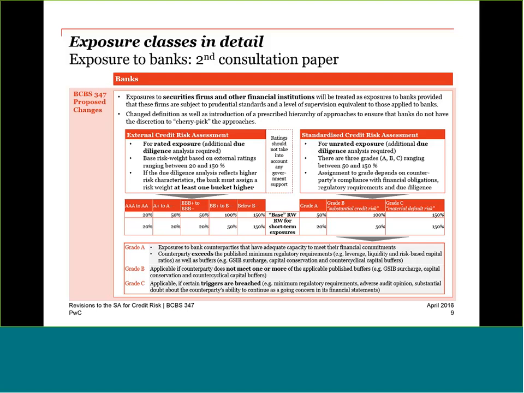Now, the question, of course, is how do we assign positions to grades? There are 2 types of parameters you have to look at. The first one is whether banks exceed or meet their minimum regulatory requirements, like risk-based capital ratios, buffer ratios, and so on and so forth. But also, the Basel Committee wrote that positions which are subject to substantial credit risk shall be assigned to grade B, and positions that are subject to material default risk must be assigned to grade C.